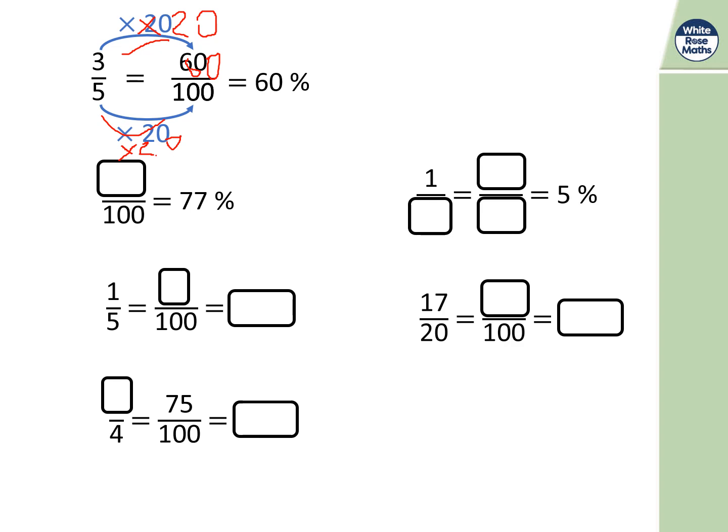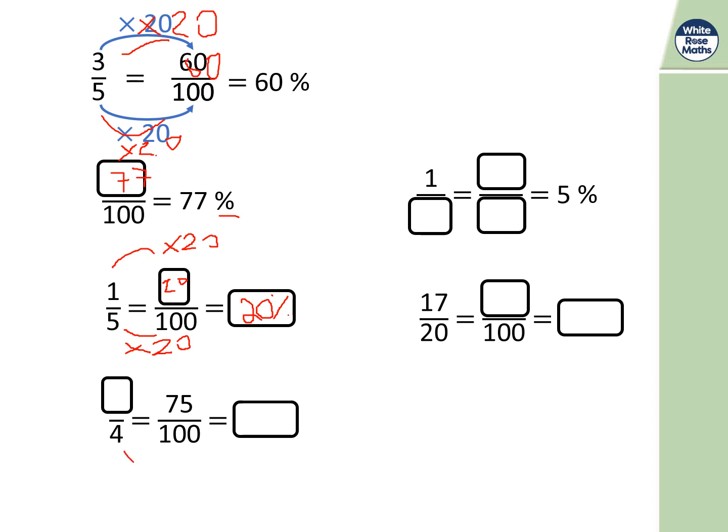Pause the video, guys, now and try these questions if you feel comfortable. If not, then stick with me. 77%, so percent means out of 100, so it'd be 77 hundredths. This one, I'm going to times by 20, and I'm going to times the numerator by the same number. 1 times 20 is 20, so you get 20 hundredths, which is equal to 20%. Remember this little catchphrase, guys: if it's out of 100, then I can just stick a percent sign.